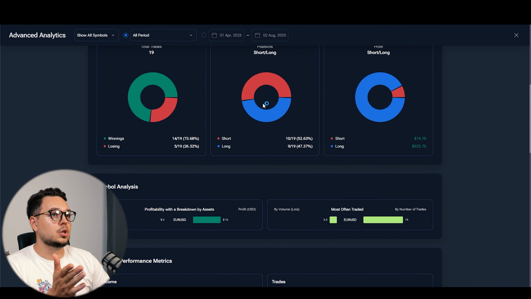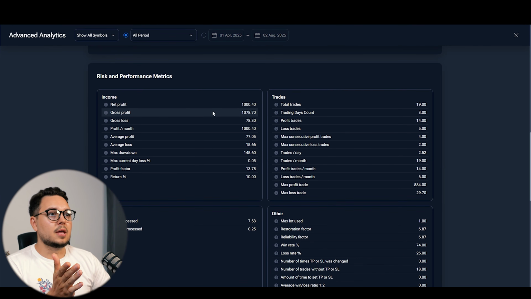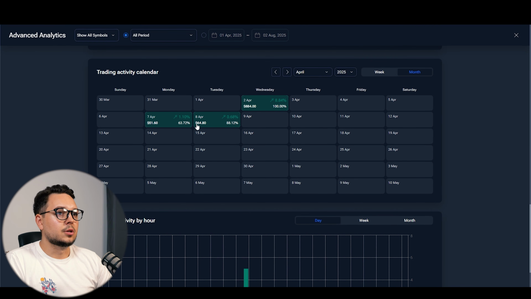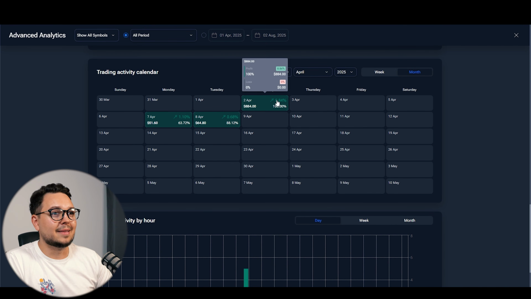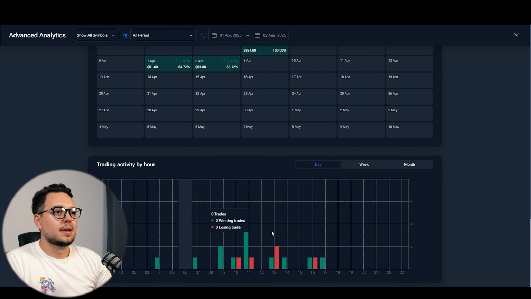Total trades 19, short, long. Net profit, there we go, 1,000. Total trades 19. Total trading days count 3 days. Look at that. It shows the calendar. $884 over here. Massive profit. This is obviously the trade we placed earlier on. And then $51, $64. Very nice indeed.